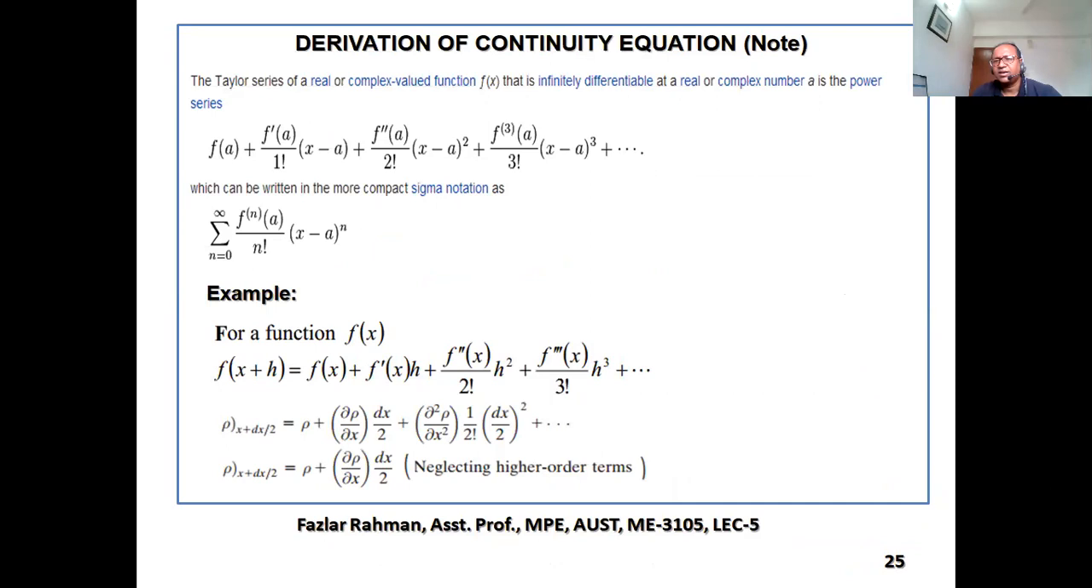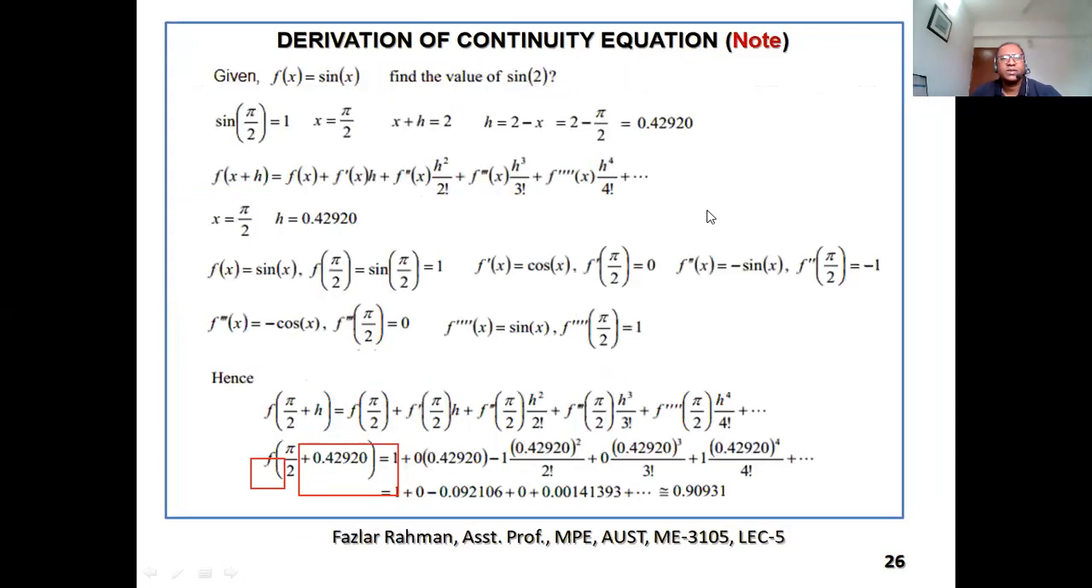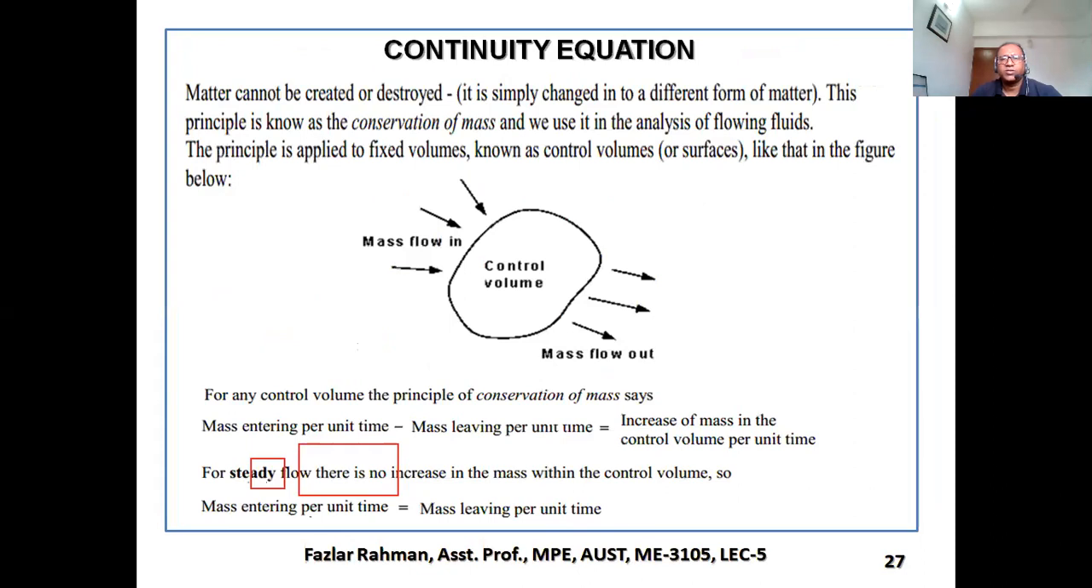This is just a continuation of the Taylor series that we will use throughout fluid mechanics. If you have a rho at a certain point, how can you figure out the density at a distance dx by 2 from that point? In that case, this will be the density. Similarly, if you'd like to figure out the velocity, we can do so by using the Taylor series. Okay, same thing we are showing over here.